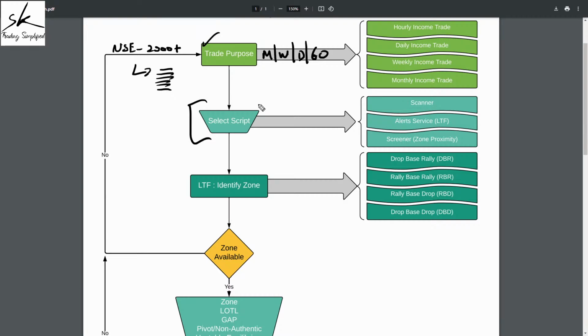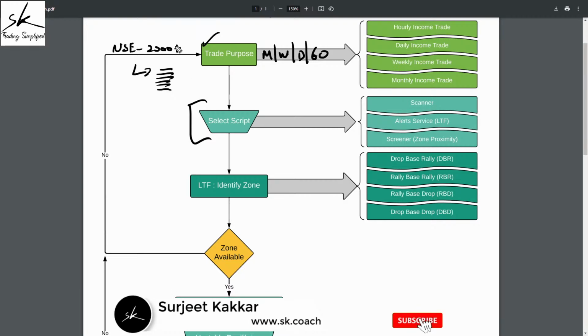The way these computer programs work is we input certain conditions into them, that these are the conditions I'm looking for, and then these computer programs identify that out of these 2000 plus symbols, which symbols are matching with those conditions. Whatever is matching with those conditions, it gets shortlisted for us, and that is how we get a smaller list.